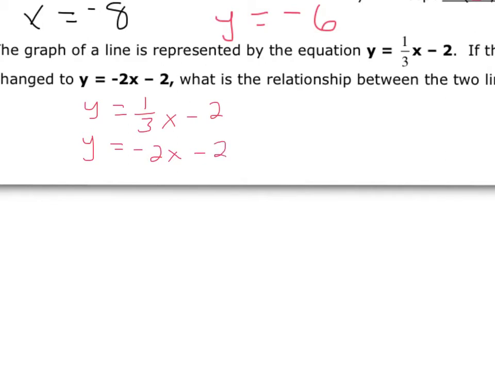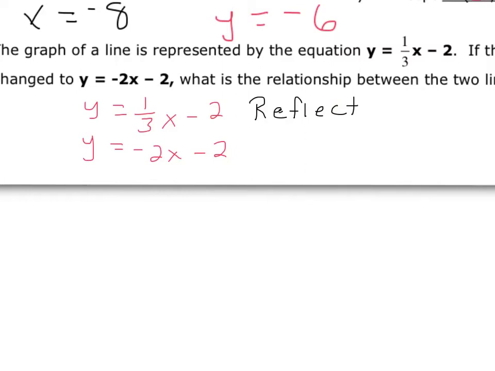All right, there's only 3 things that can happen to a line. They can reflect, they can rotate, or they can translate. So in order for it to reflect, it needs to change from a positive to a negative or from a negative to a positive. So when I look at the slope, this was a positive 1/3, and it has become a negative 2. So it's changed from a positive slope to a negative slope. So it has reflected there.